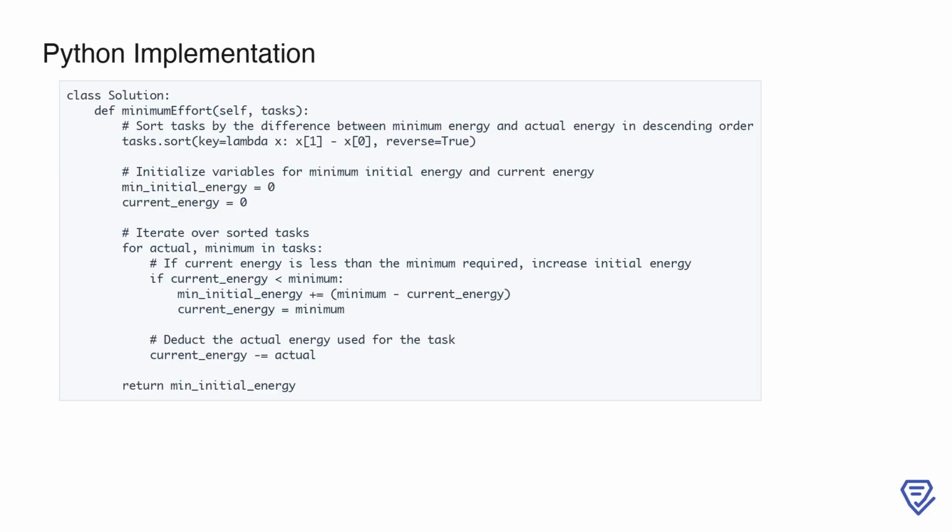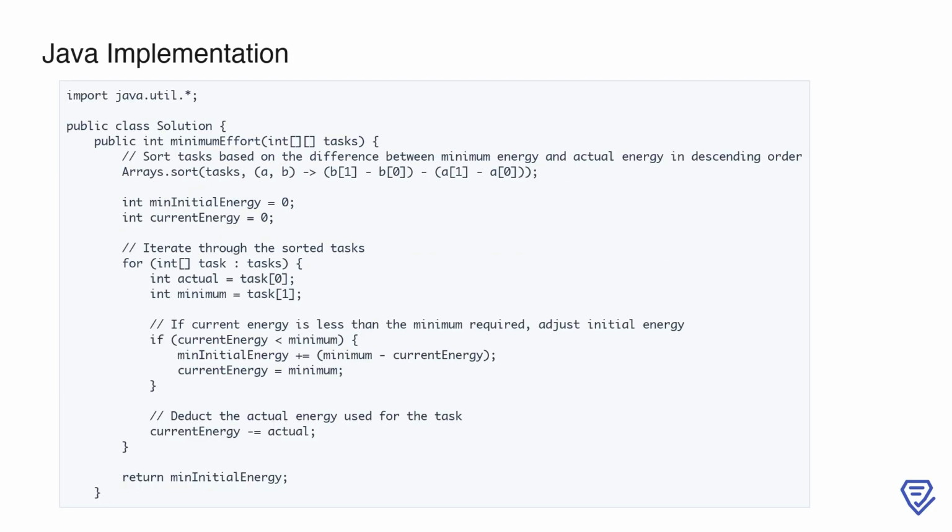The space complexity is O(1), since no additional space is used beyond the input and a few variables, making it efficient and scalable. Here, we begin by importing the necessary utilities, followed by defining our solution class and the minimum effort method. The goal of this method is to calculate the minimum initial energy required to complete all tasks.